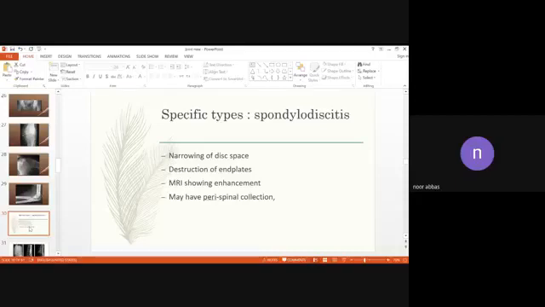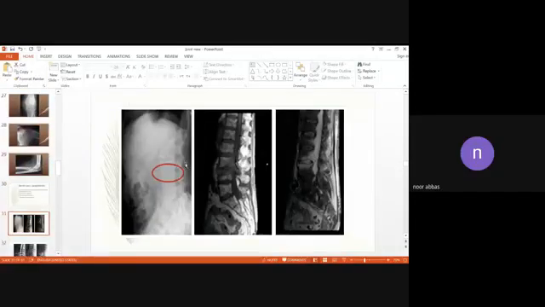A specific type of arthritis, whether septic or tuberculous, is the spondylodiscitis, which is an arthritis that is centered on the intervertebral disc. You know that the intervertebral disc is a form of fibrous joint. This is arthritis involving this type of joint, causing destruction of end plates of the vertebral bone. The MRI will show enhancement of the involved tissue and may show paraspinal collection.